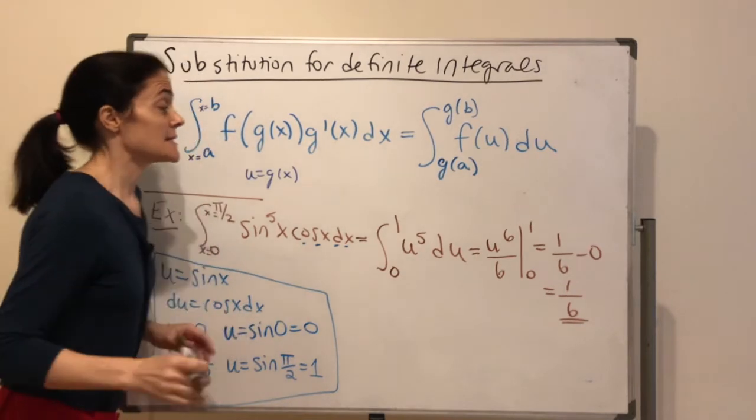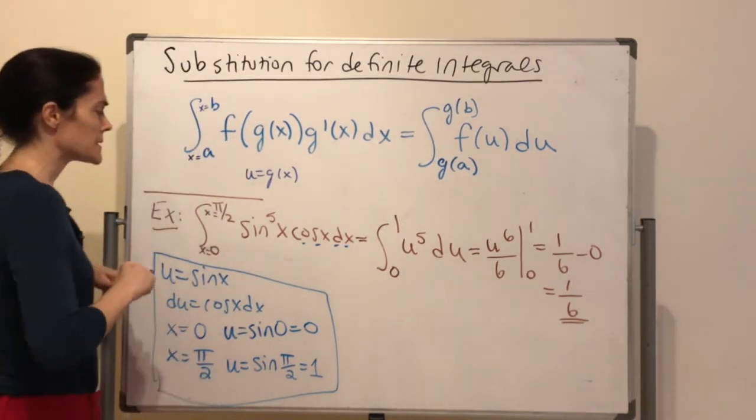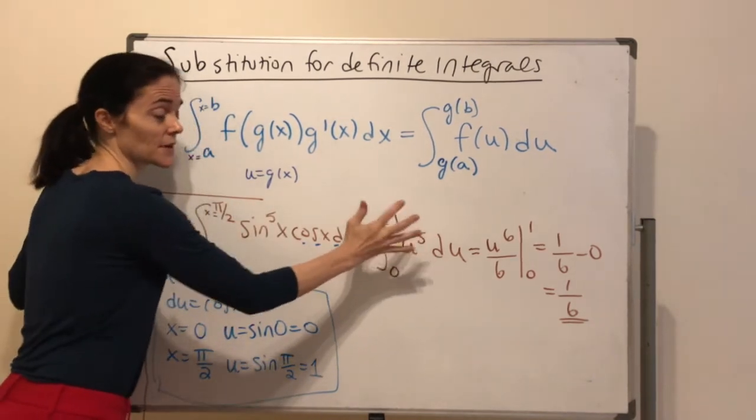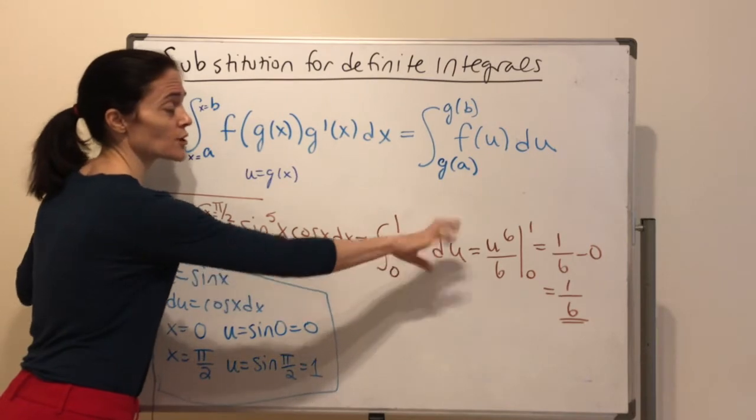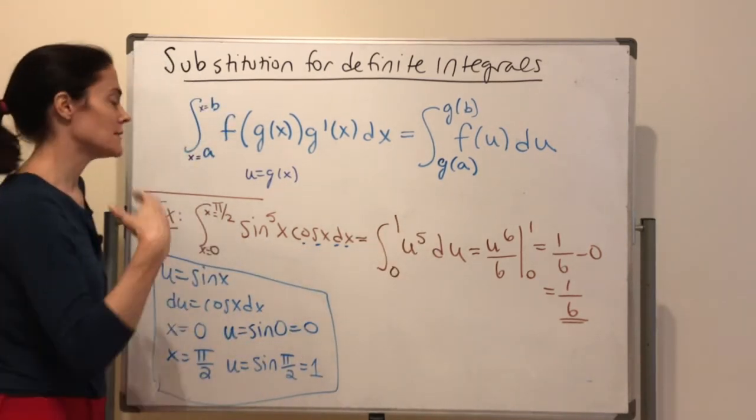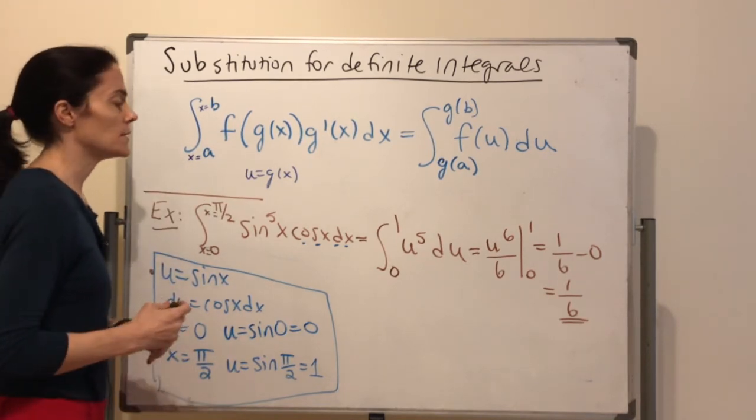Like I said, the nice thing about this is you notice I never went back to x. This is a definite integral, and then I transformed it to another definite integral, but it's one of u. So I integrate with respect to u, evaluate the u limits of integration, take the difference, and then I have a number. Now, we'll do some more.